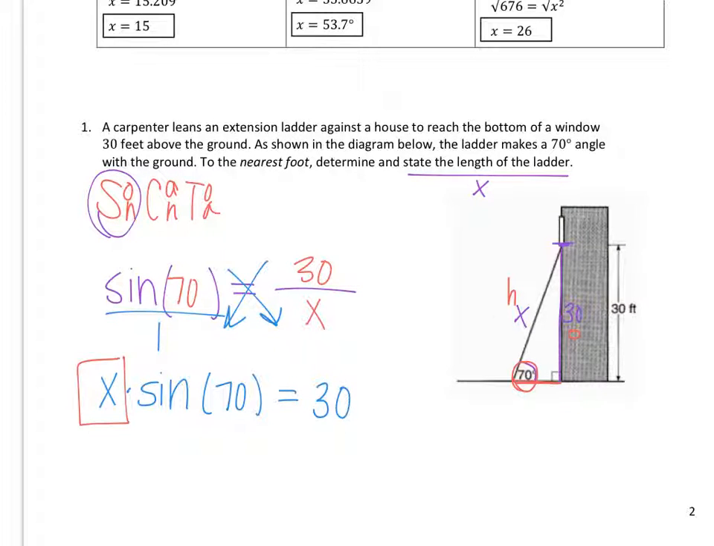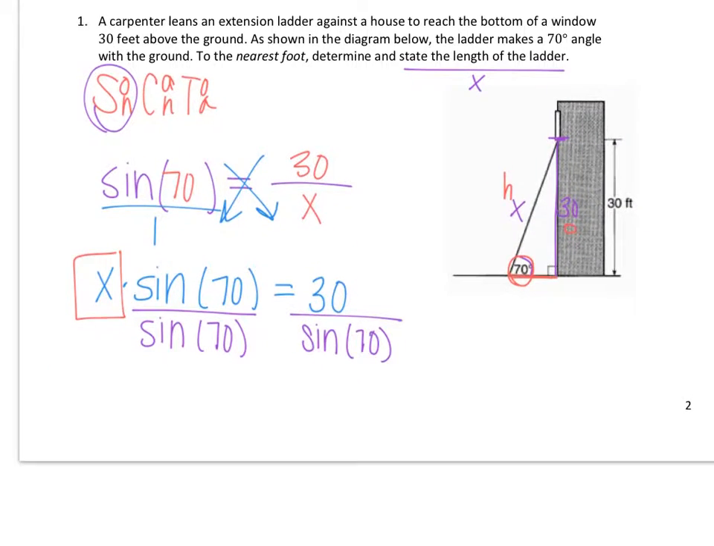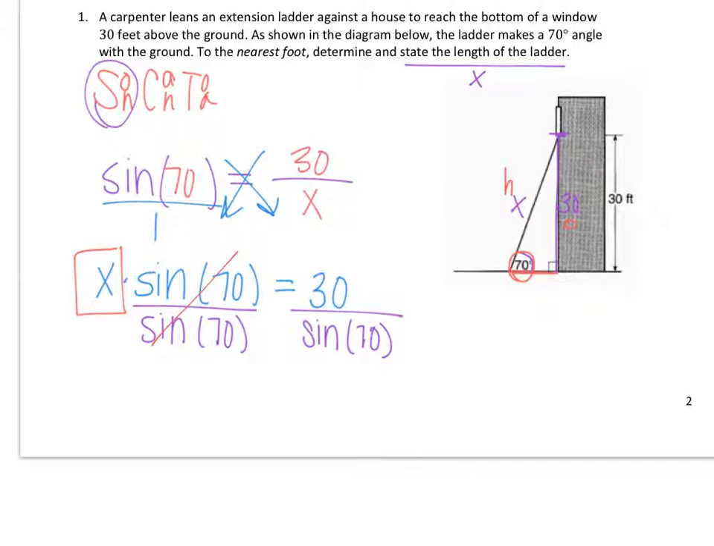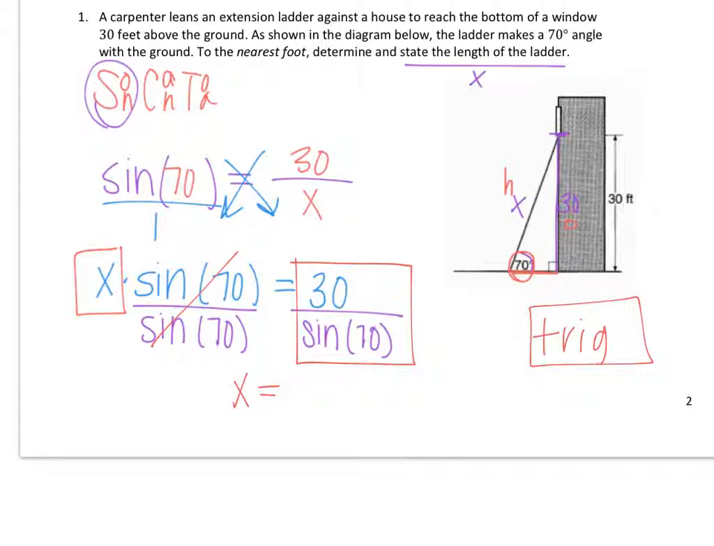Now my goal is to get x by itself, so in order to do so, I need to divide by sine of 70 on both sides. So here, on the left side, they cancel. That's why we did it. And on the right side, this is what I'm going to type into my calculator, making sure that my calculator is in degree mode. So I'm typing 30 divided by, if you have a TI Inspire, you need to hit the trig button in order to bring up your trig options. 30 divided by sine of 70.